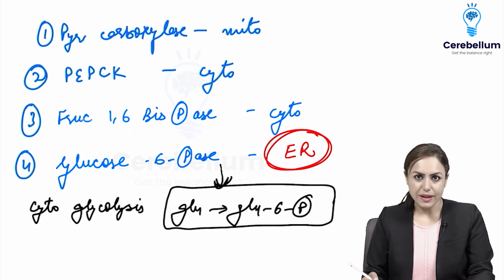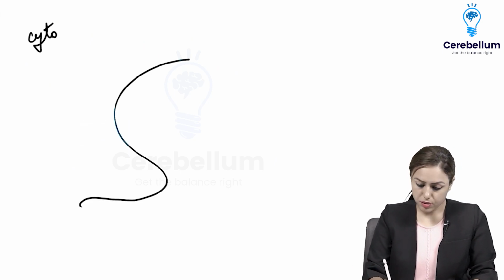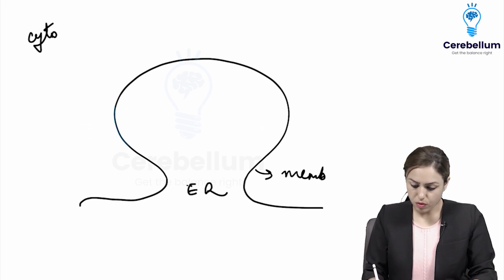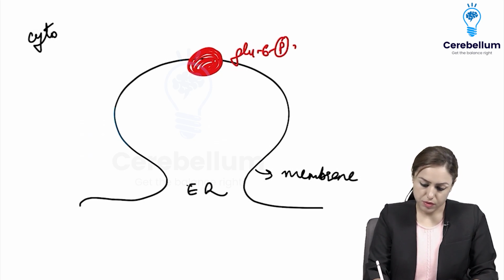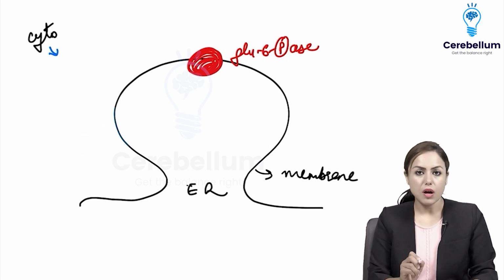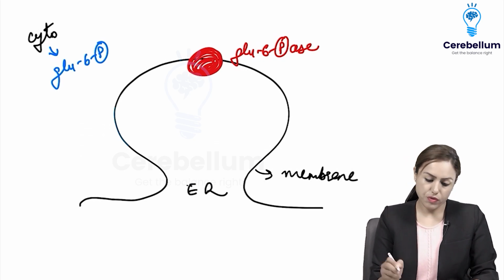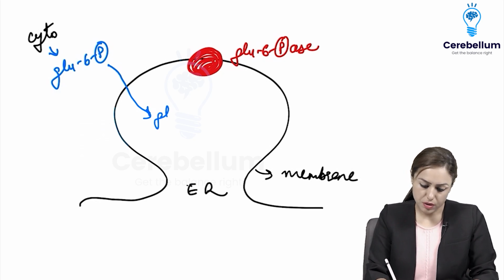So let's have a look at the next slide. Let's say this is cytoplasm, and this is endoplasmic reticulum. This is the membrane of the endoplasmic reticulum. Here in the membrane we have this enzyme glucose 6-phosphatase, right? In cytoplasm our gluconeogenesis is occurring, most of the steps, and in the end we get glucose 6-phosphate. This glucose 6-phosphate will not be broken down in cytoplasm. It will go into the endoplasmic reticulum.